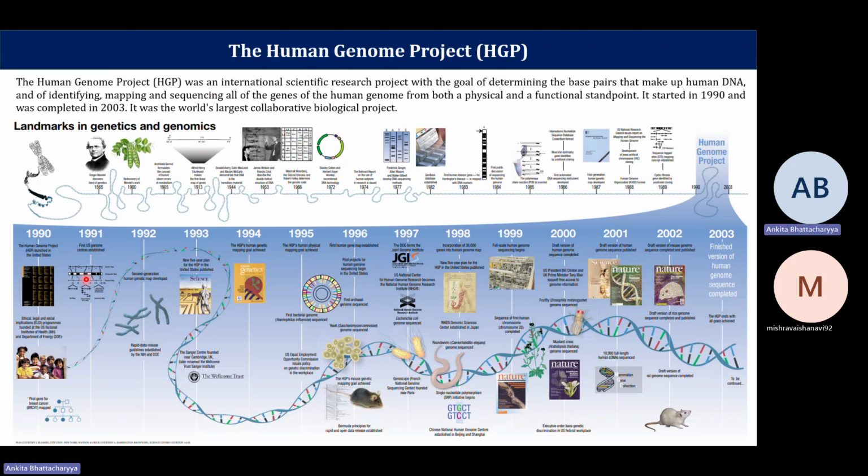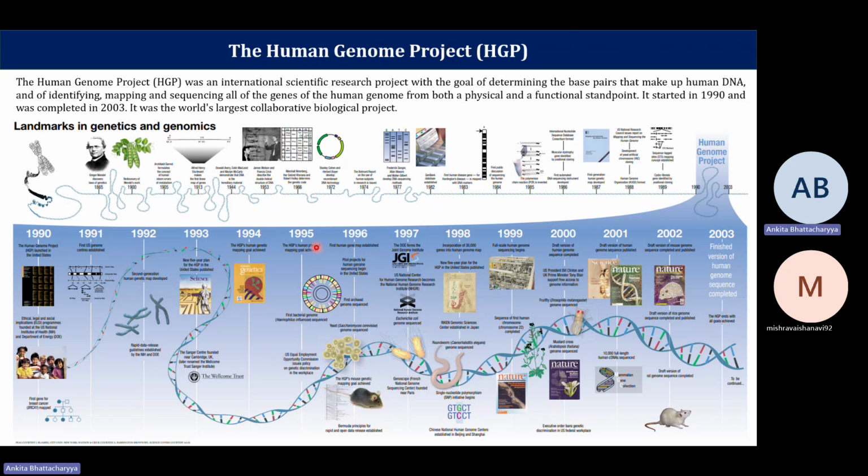Then in 1991, genome centers were established, and a second generation human genetic map was developed. Then a 5-year plan was made for the Human Genome Project. And you can see that the Sanger Center was also a part of it. I have mentioned in some of the upcoming slides which institutes were actually party to this initiative. Then the HGP's human genetic mapping goal was achieved. The first physical mapping goal was achieved. The first bacterial genome was sequenced, which was Haemophilus influenzae.